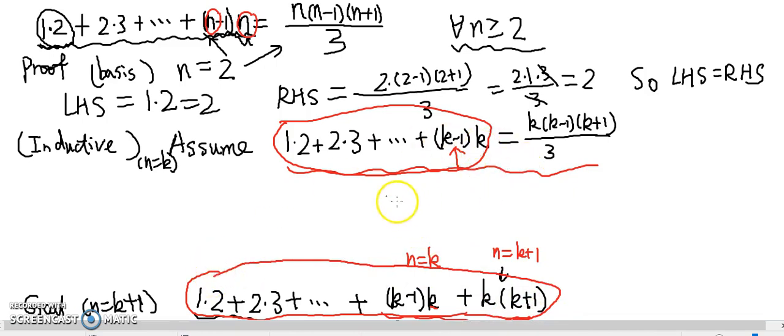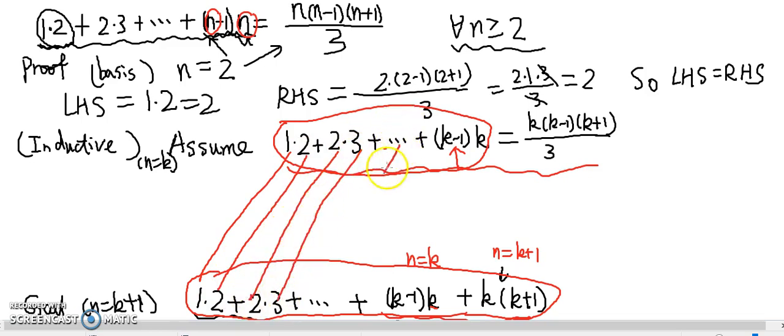And so as we can see, we have 1 times 2 plus 2 times 3, and then plus dot dot dot, and then plus (k minus 1) times k. So the first k terms of both left-hand sides match. The only thing they don't match is the last term.